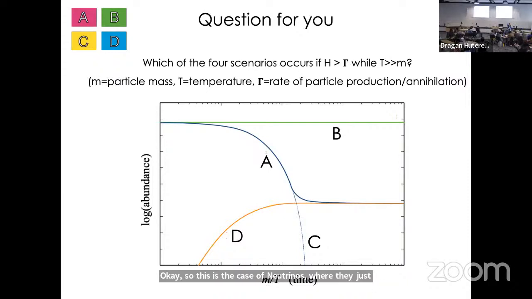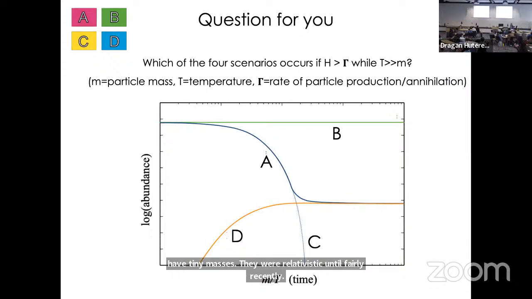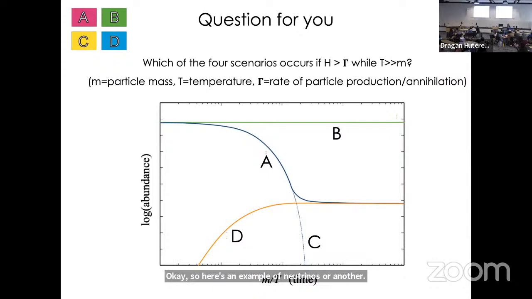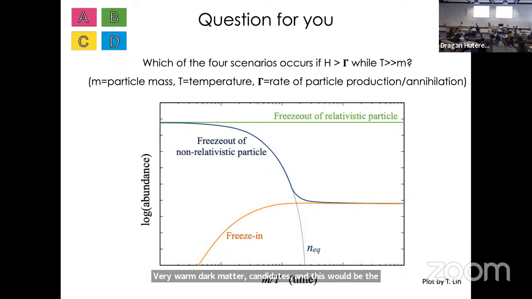So this is the case of neutrinos, where they just leave the thermal bath. They don't talk to photons anymore, just because the weak force has that nature. Not because neutrinos became non-relativistic at that point. They have tiny masses. They were relativistic until fairly recently. So here is an example of neutrinos or another very warm dark matter candidate. This would be scenario B, and you never get to suffer that Boltzmann suppression, but you freeze out while you're still relativistic. A lot of people got confused by the orange one.